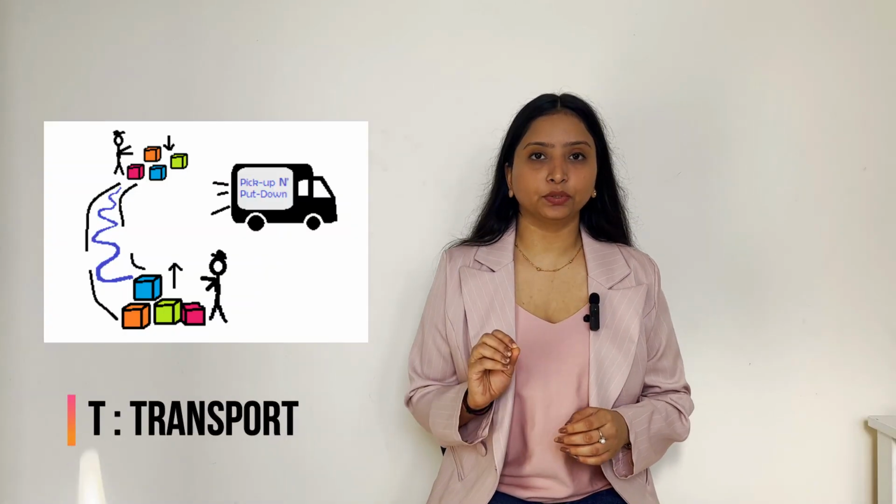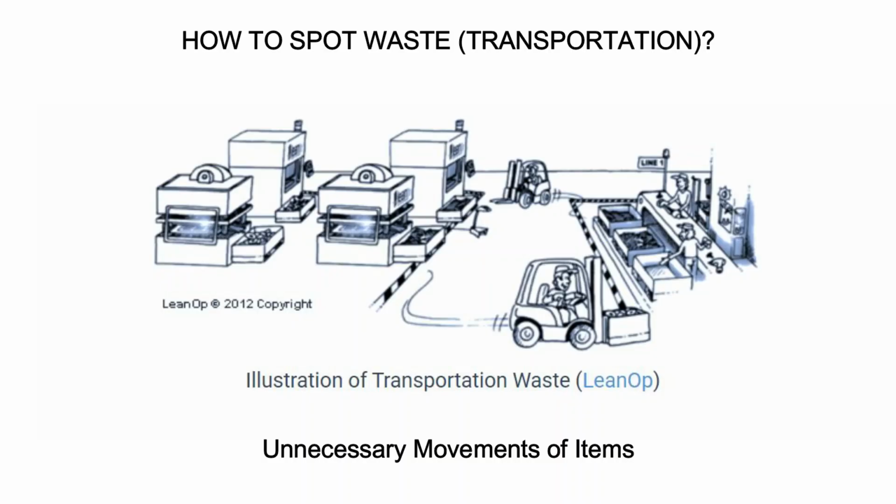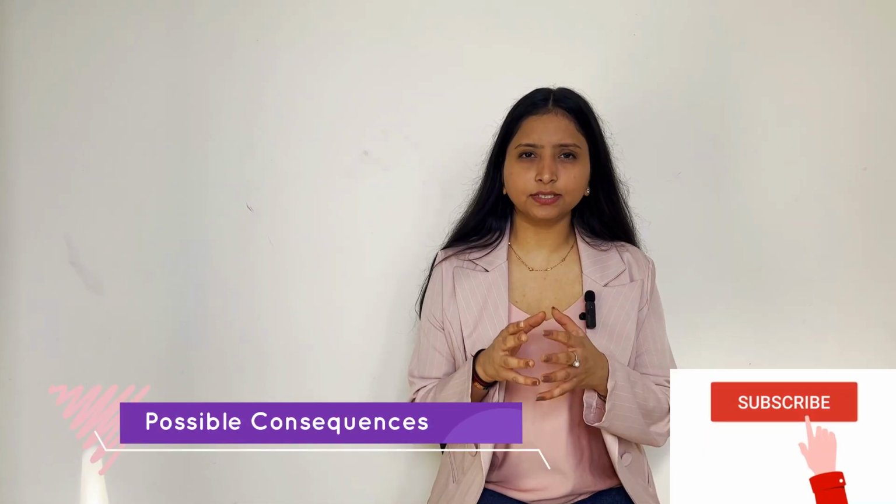Number five is transport, excess movement of materials, products, or people. Now, how do you spot it? The items are being moved more than needed, often causing hindrance in other movements. What are the possible consequences of this type of waste?